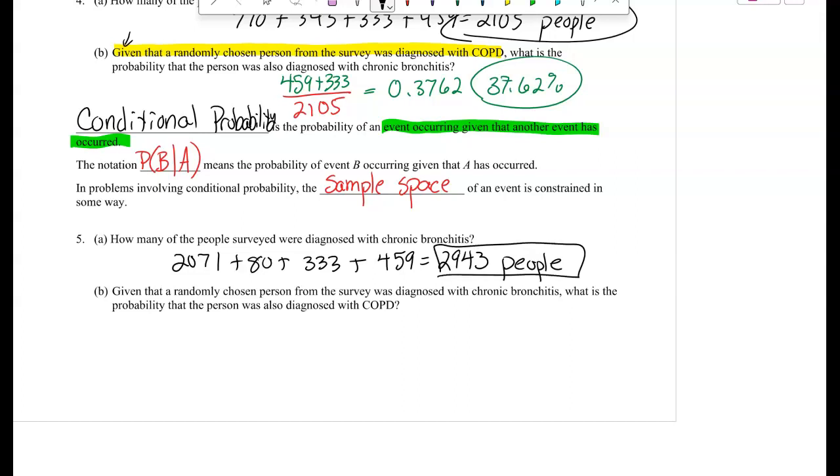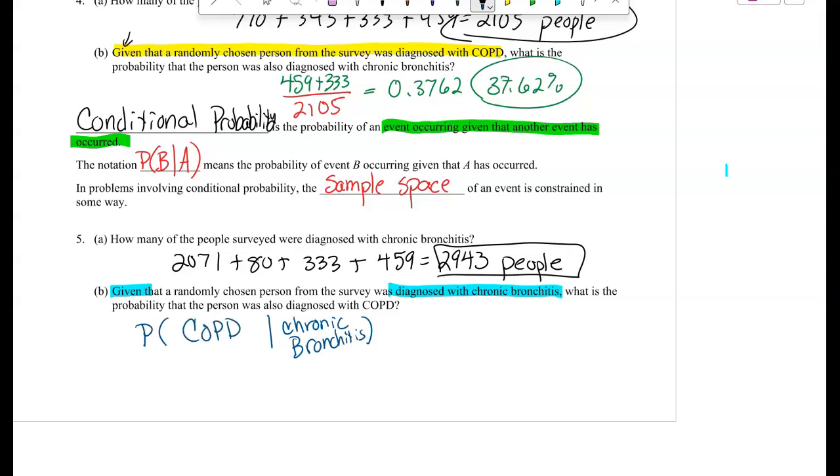Now, let's write this the correct way. And let's read it. It says, given that a randomly chosen person from the survey was diagnosed with chronic bronchitis. Guys, what's your given? The given is what was diagnosed with chronic bronchitis. What is the probability that the person was also diagnosed with COPD? What had to happen first? Yeah, so really my given is chronic bronchitis.